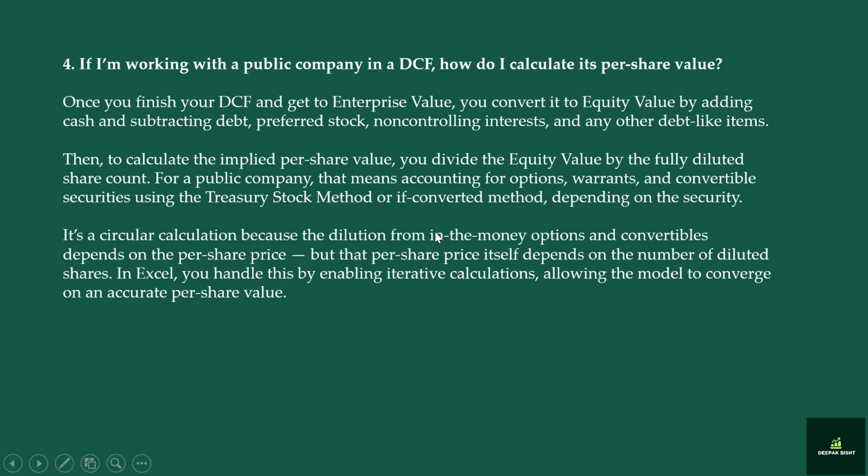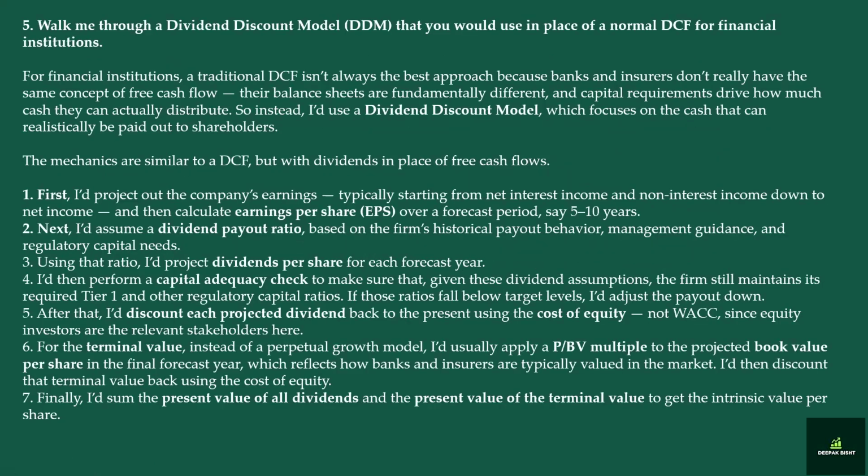So we have discussed per share value in detail, and we have also discussed fully diluted shares and convertible instruments, which could be stock options and warrants, and convertible bonds and preferred stocks. For convertible bonds and preferred stocks, we use the if-converted method, and for stock options and warrants, we use the treasury method. So let's move to question number five now.